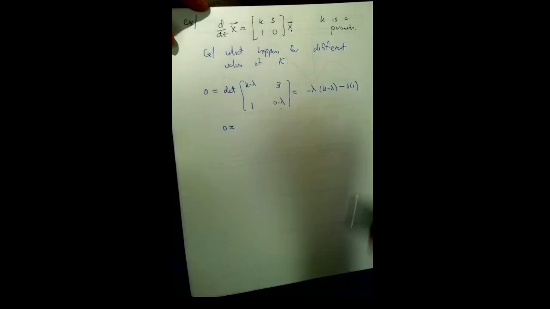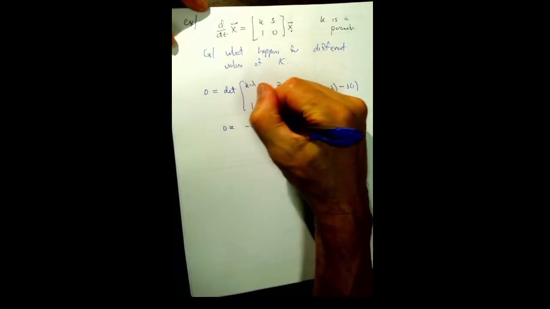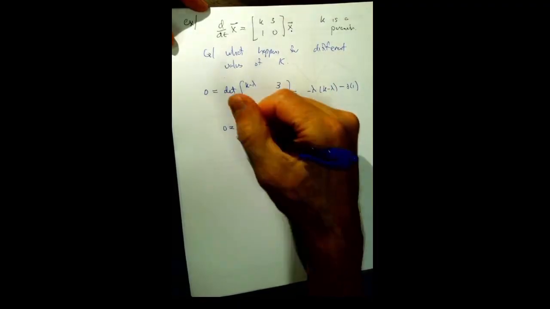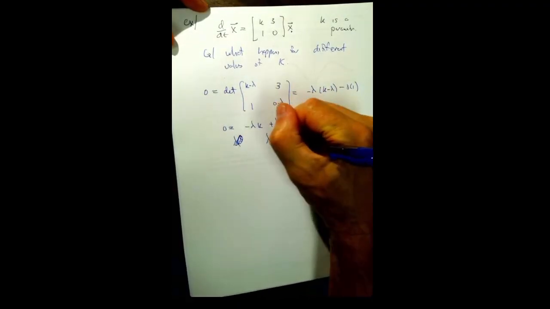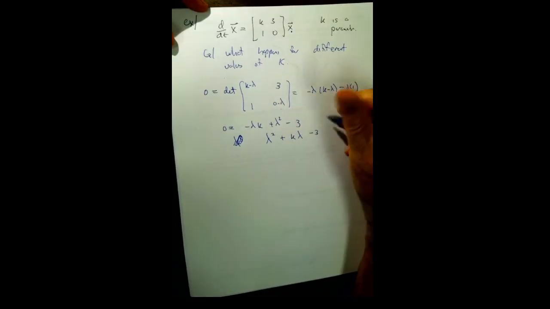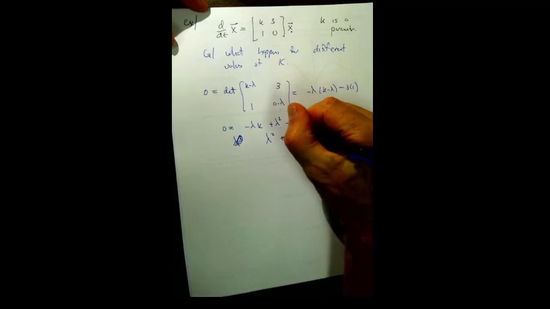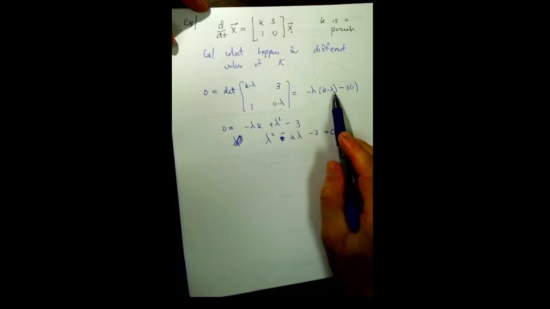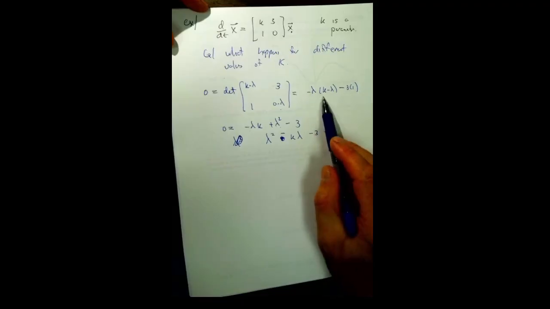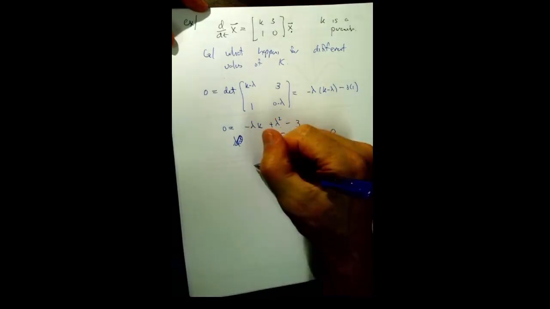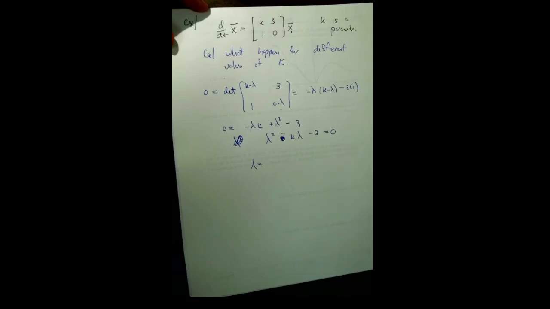So let's clean that up. If I multiply through, I get minus lambda k plus lambda squared minus 3. Let me rewrite that. So I get lambda squared, and I've got to be careful, that should be a minus k times lambda, minus 3 is 0. Is that correct? So lambda squared minus k lambda minus 3 is 0. And since I don't know what k is, I can't factor this, so I'm just going to go straight for the quadratic equation.